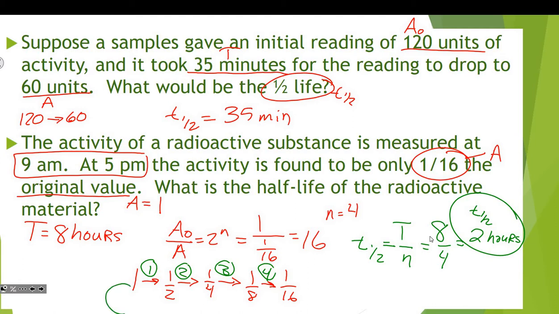So I started with a whole. I went to a half. I then went to a fourth. Then I went to an eighth. And then I went to a 16th. How many times did it take? 1, 2, 3, 4. So it depends on if you're visual or if you're mathematics. I am not an artist. Okay, we figured there was 8 hours. Then we just take the 8 divided by our number of times we cut it in half, which was 4, and we got 2 hours for a half-life.